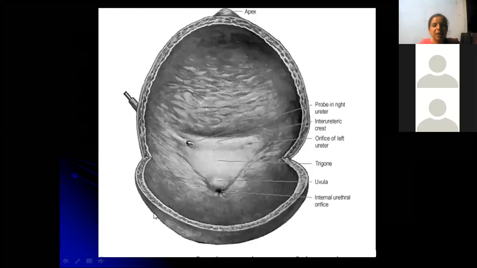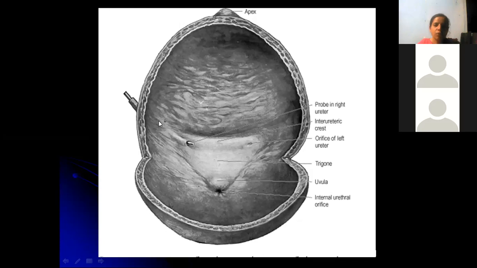This is different way it has been opened. This is apex. You can clearly see this trigone. Okay, you can see how the ureter is passing. Probe is shown. Okay, this is the ureteric opening. This is the bar of Mercier, also called as interureteric crest. This is the urethra where it is starting. Okay, this triangular area is trigone. Rest of the urinary bladder is showing rugae, mucosal folds, but here you do not find any mucosal folds in trigone.